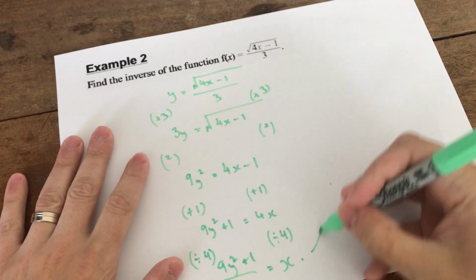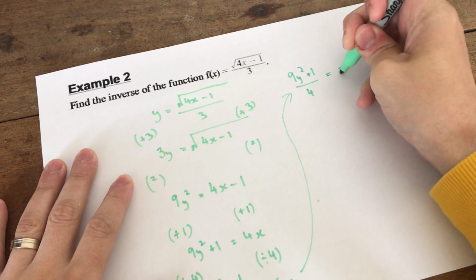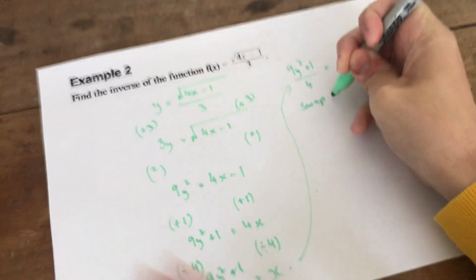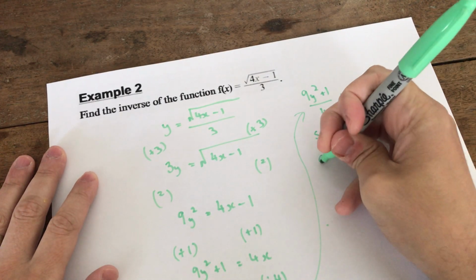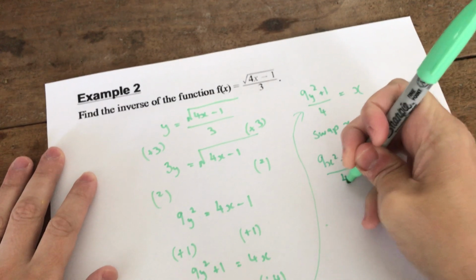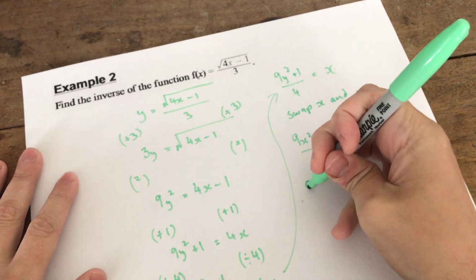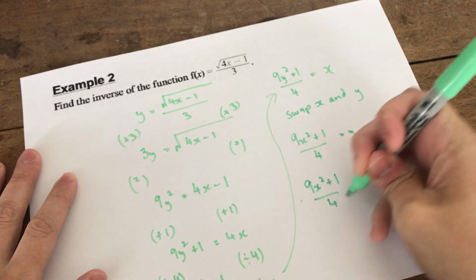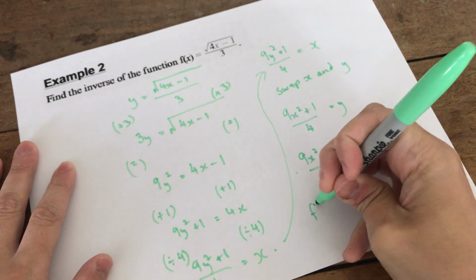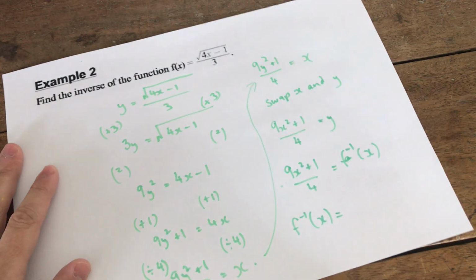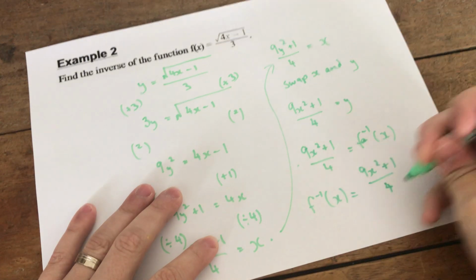Once I've done that, I do the same things that I mentioned in the last example. I swap x and y. So now I have 9x squared plus 1 all over 4 equals y. And then I write my y as my inverse function. So I've got 9x squared plus 1 all over 4 equals f to the power of minus 1 of x. And if I want, I can write that the other way around, because I do like my function notation at the beginning. So f minus 1 of x is 9x squared plus 1 all over 4.